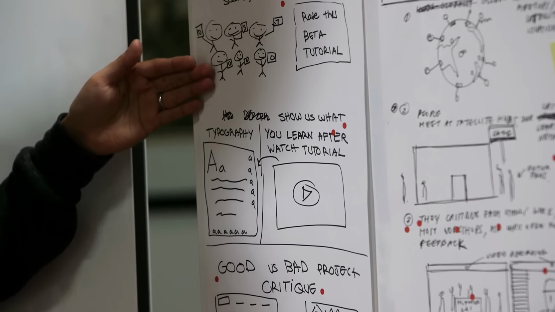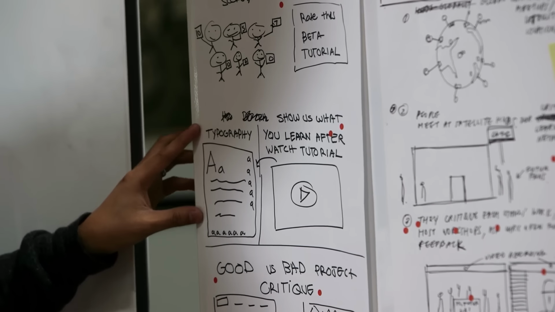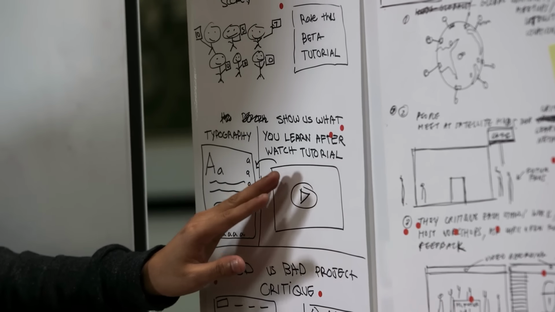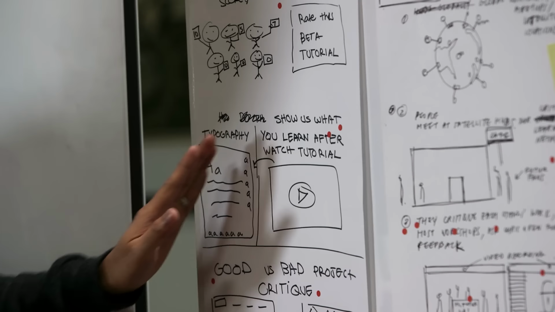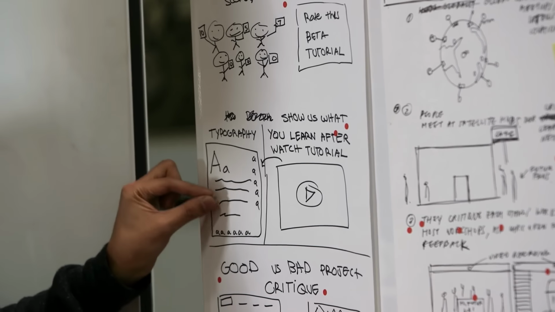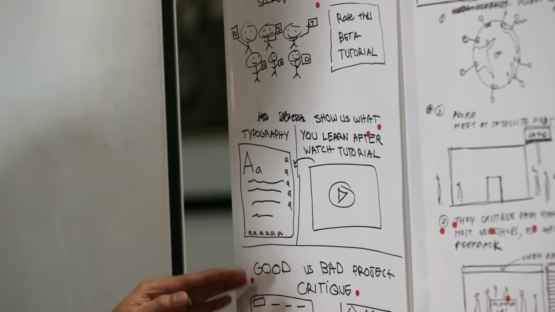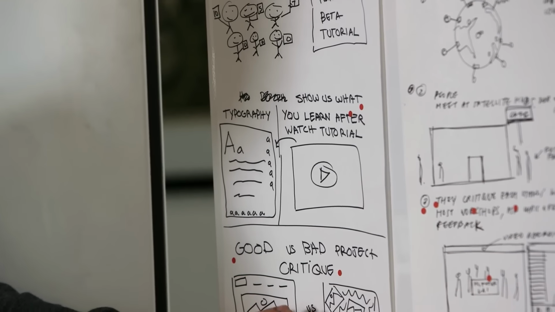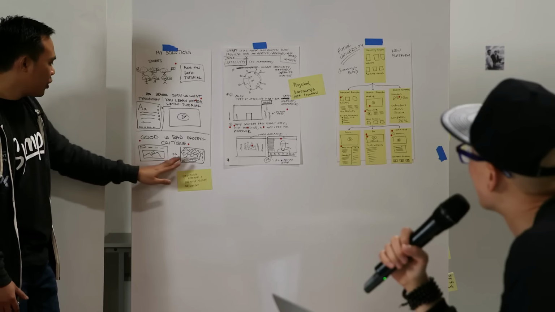And then over here, we have typography. So I guess this is a course. Show us what you learned after watching the tutorial. So I think they're watching a video and they're doing something, right? They have to take an interactive kind of activity. And then good versus bad project critique. So this is showing examples.